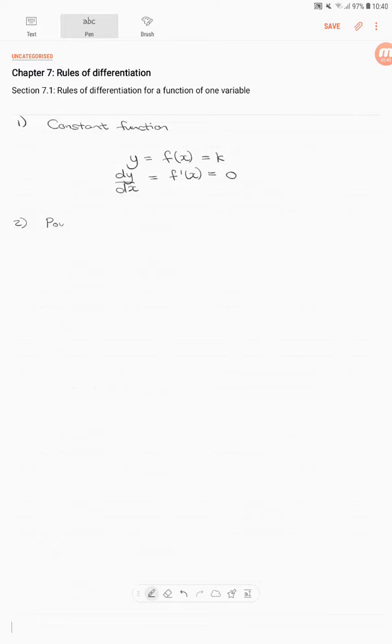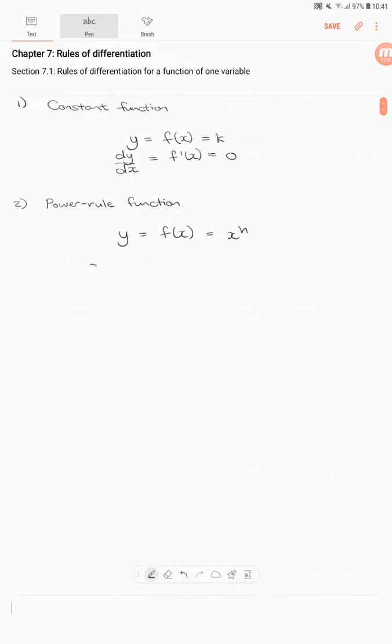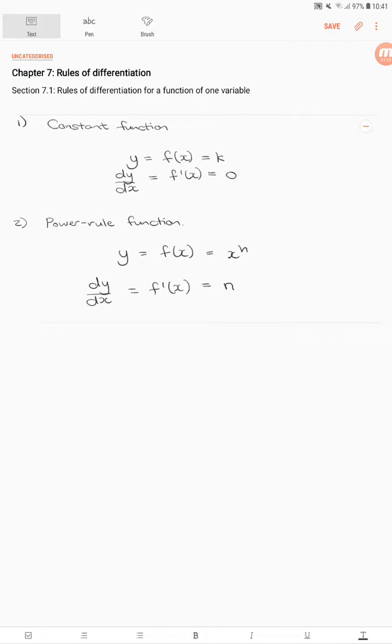Second, we have the power rule function. This is where we have y equal to a function of x, and x is to the power of n. We know that dy/dx is the slope of the function f of x, and this will be equal to n times x to the power of n minus 1.